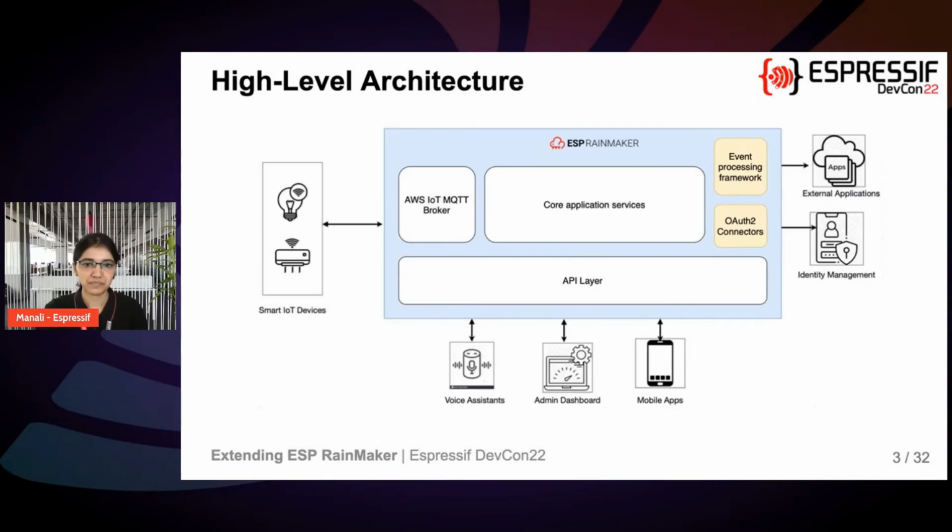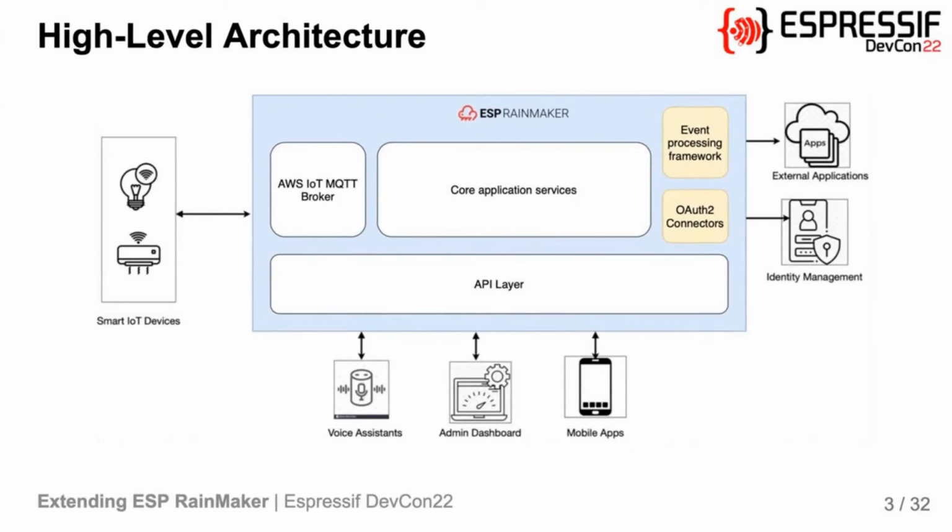ESP RainMaker. ESP RainMaker comes with device SDKs. It comes with voice assistants in the form of Alexa and Google Voice Assistant, an admin dashboard to manage the RainMaker service, mobile apps for Android and iOS for your end users to connect with their devices, and one cloud infrastructure which is hosted on your private AWS account. All these components interact with each other to form the complete ecosystem.